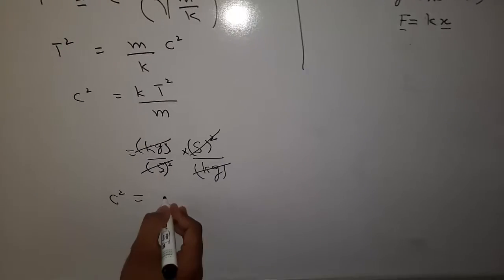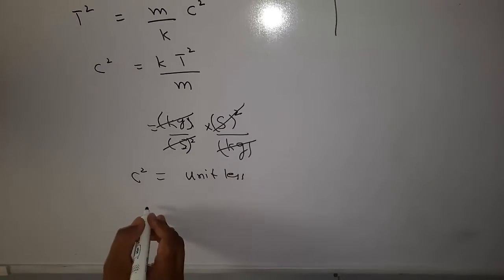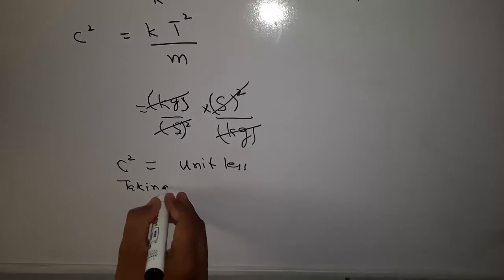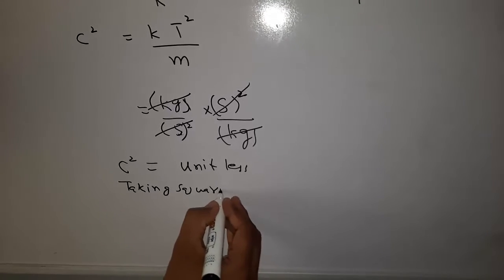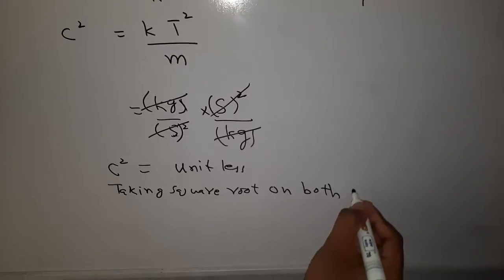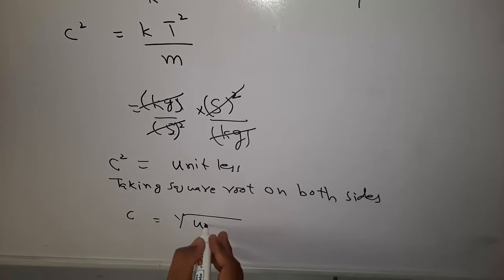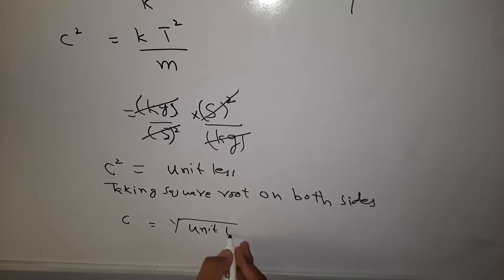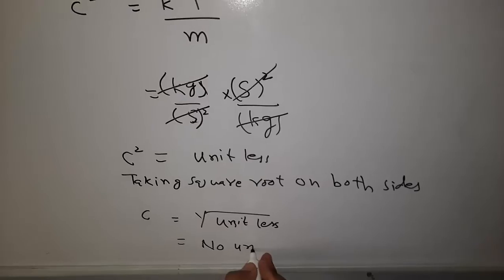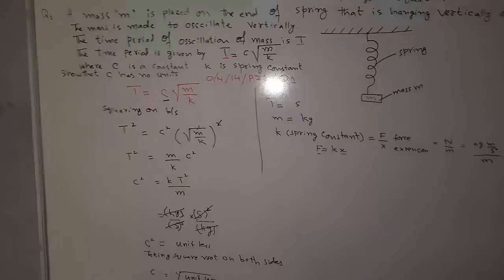So C square is unitless, and taking the square root on both sides, because we need to prove that C is unitless, we have C, and we have unitless, means no unit. So no unit, we have proved it. Take a screenshot of this whole thing to understand it better.